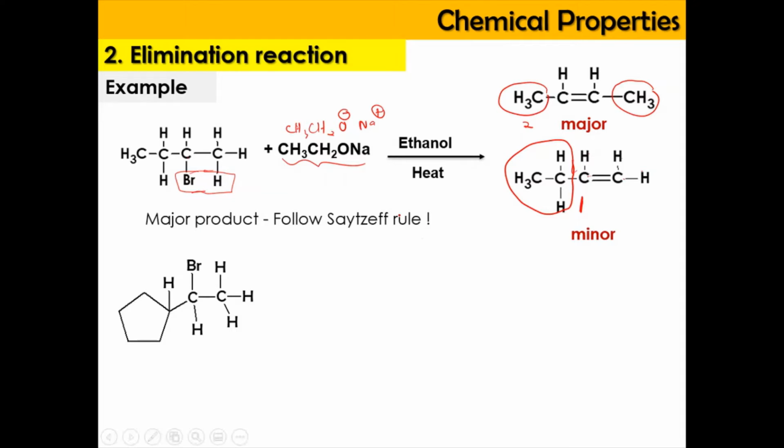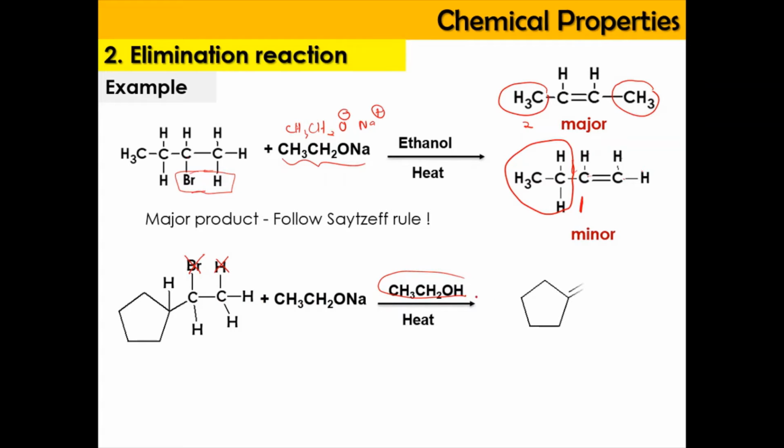Okay, a similar step happens in this situation where you have another haloalkane here, and you react it with a strong base in the presence of ethanol, which is written here in condensed form, with heat. You're going to get two types of products. You can remove Br and hydrogen here in order to get this product, or you can remove Br and hydrogen here in order to get this other product.